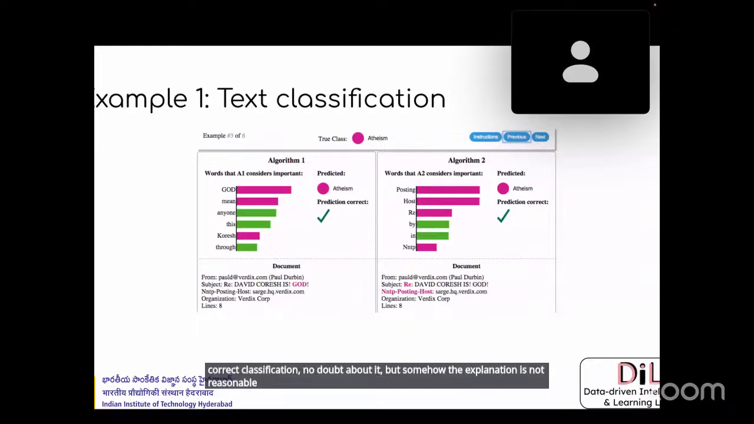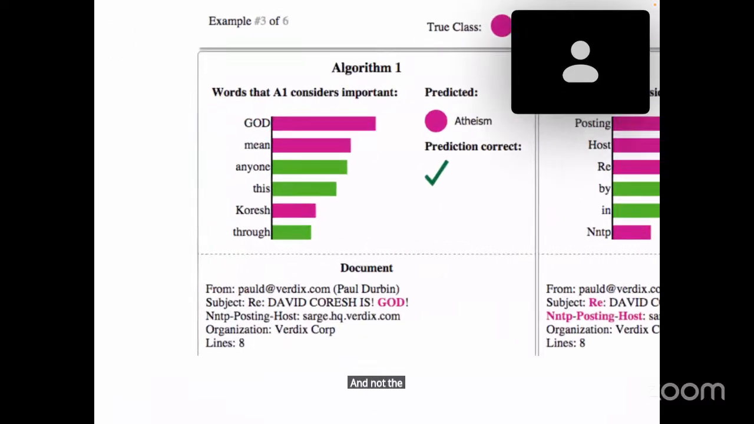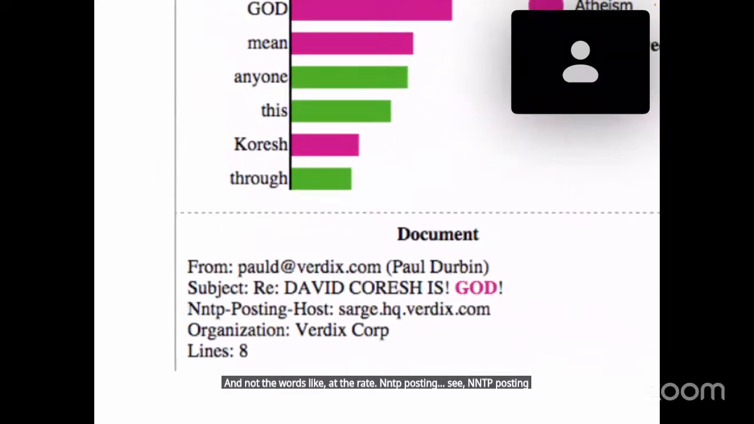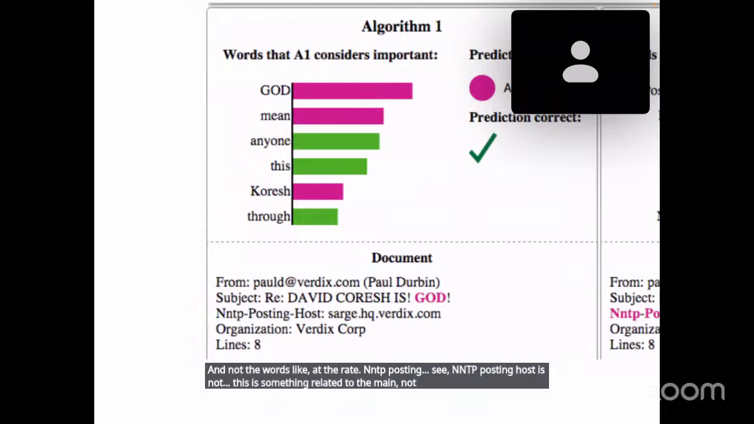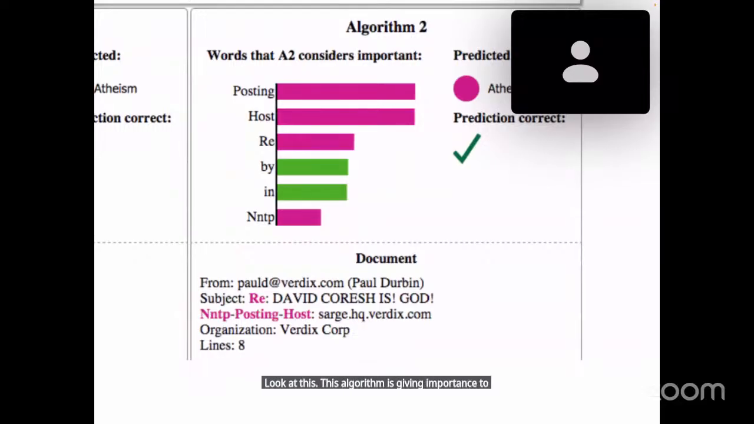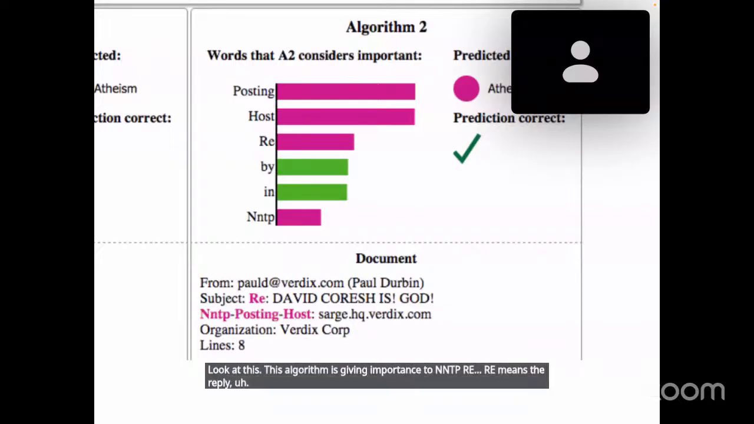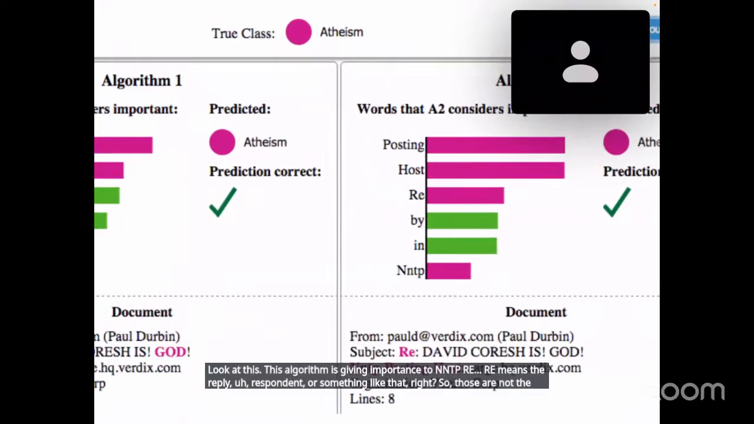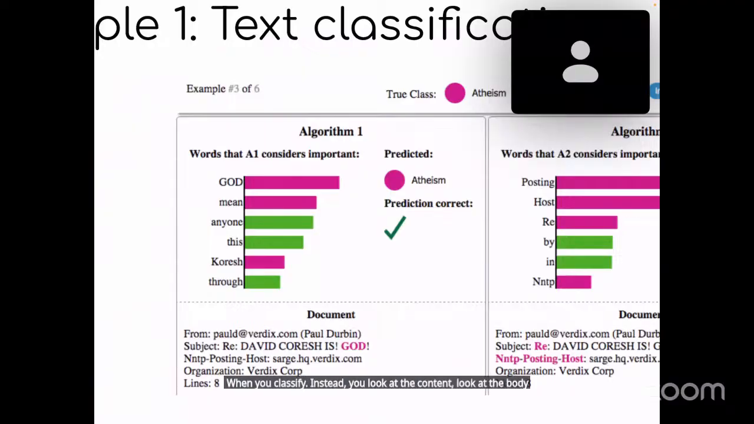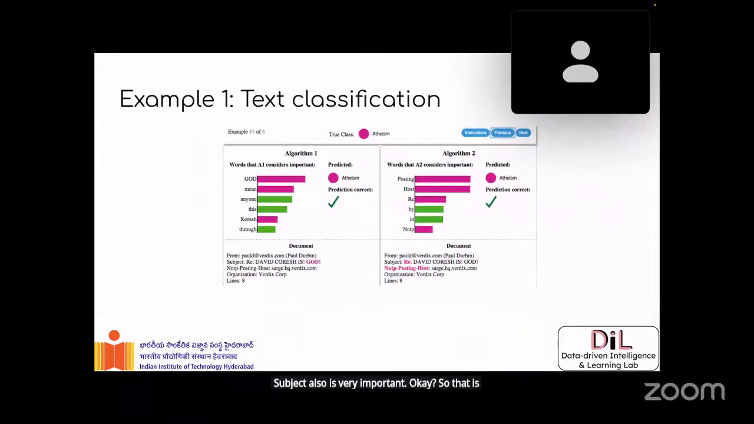But on the other hand, algorithm 1 highlights words like God, and not words like the at sign, NNTP posting. See, NNTP posting host is something related to the mail, not the content of the mail. Look at this. This algorithm is giving importance to NNTP, RE, which means the reply or respondent or something like that, right? Those are not the right words to emphasize when you classify. Instead, you look at the content, the body of the email. Subject also is very important. That is how the algorithm comes up with it.